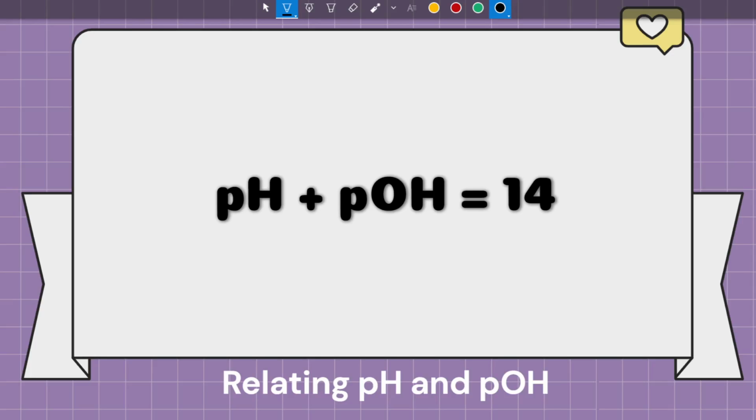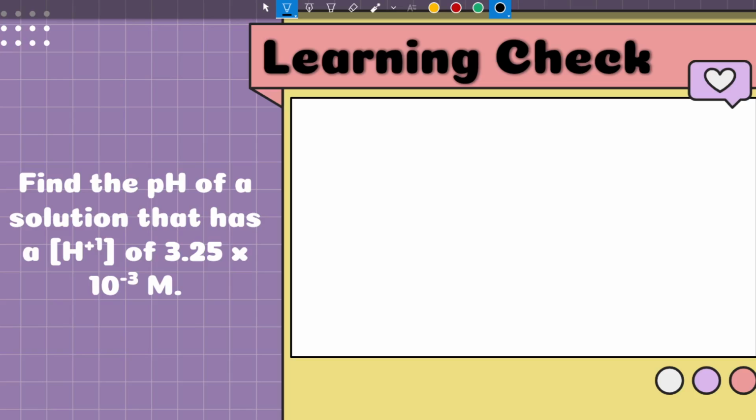So let's do a little practice. If anybody wants to know where the log button is, it's typically below your second button and says log on your calculator. That's always log base 10, and that's what we're concerned with here. So we want to find the pH of a solution that has a hydrogen ion concentration of 3.25 times 10 to the negative 3.